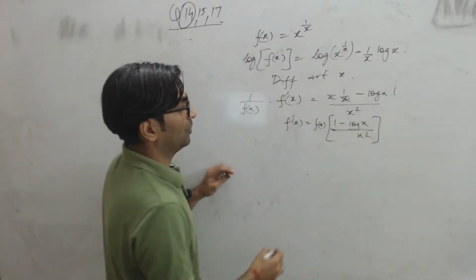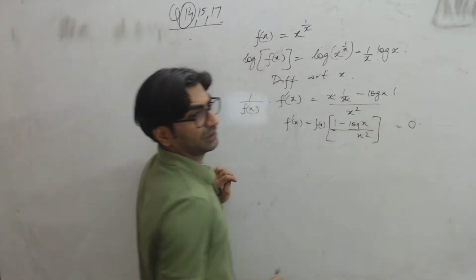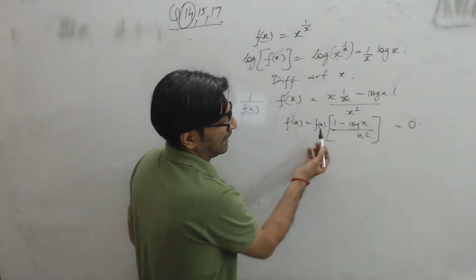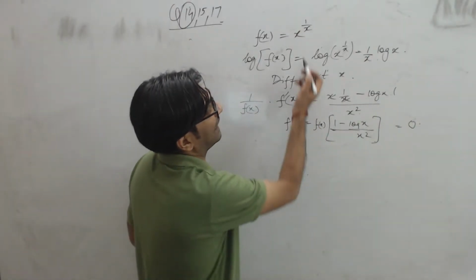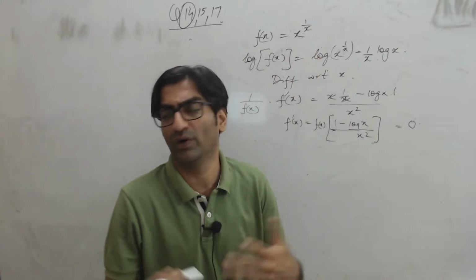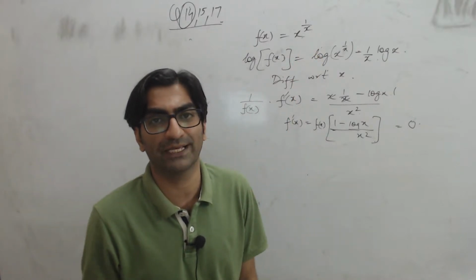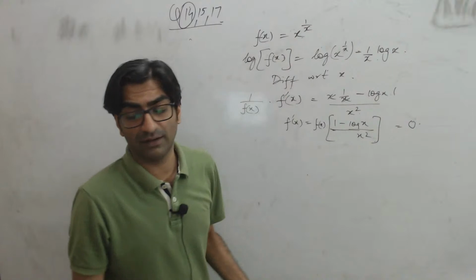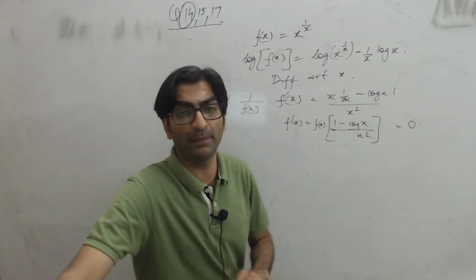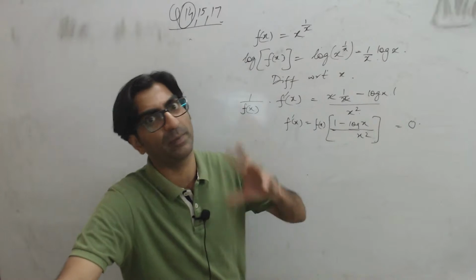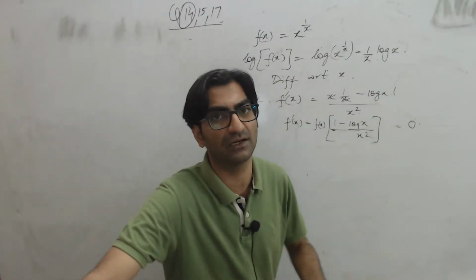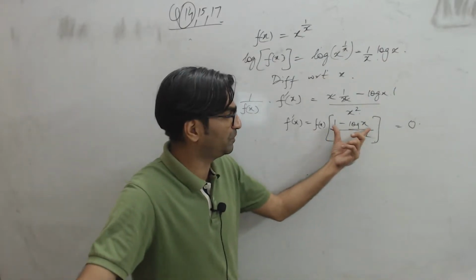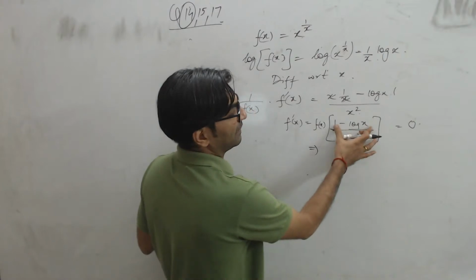Now, you put this equal to 0. You want the critical point, so put the first derivative equal to 0. Where will it be 0? Either when f(x) itself is 0. Can x to the power 1 by x ever be 0? No, an exponent can never be equal to 0. An exponent, when the base is positive, remains positive. When the base is negative, it depends on the power. In fact, it will probably be discontinuous when the base is negative. So forget that. So f(x) can't be 0, which means the other expression must be 0.